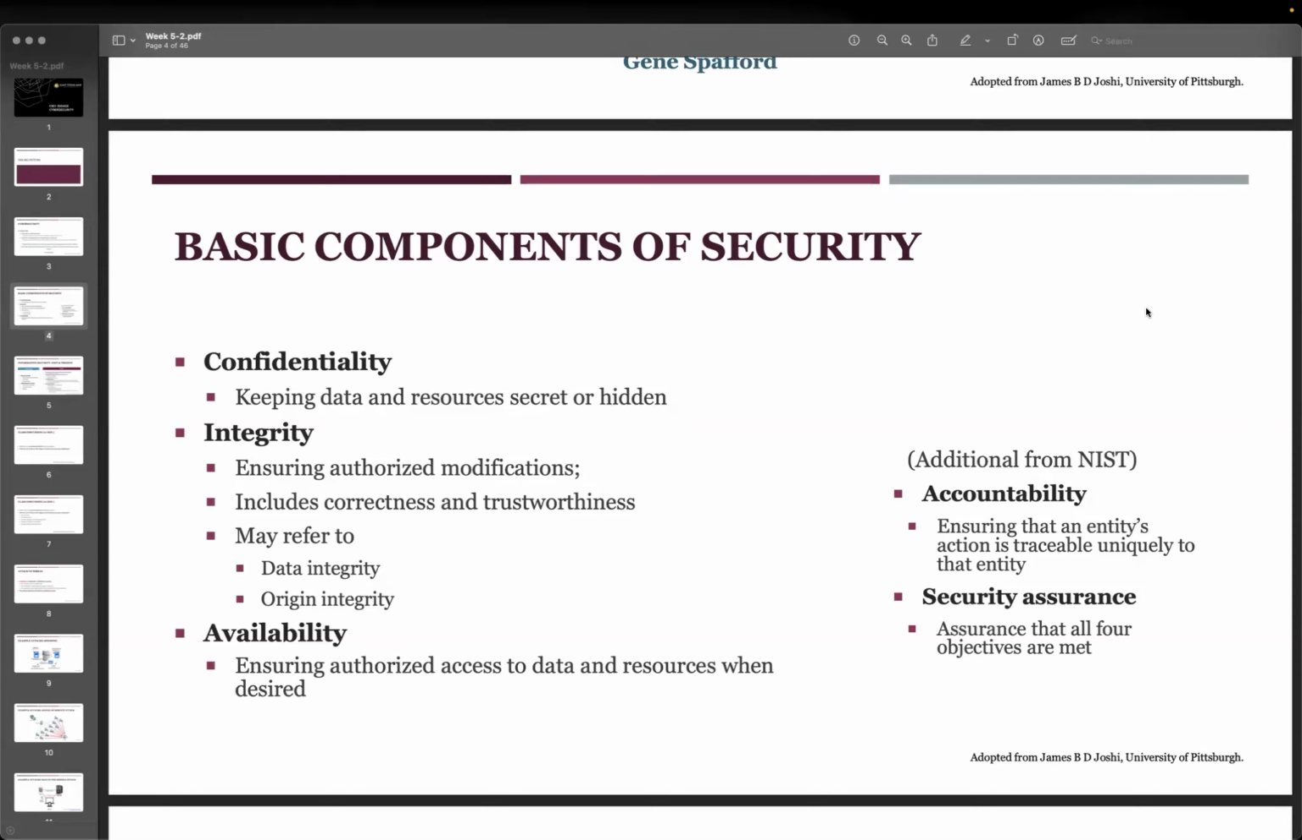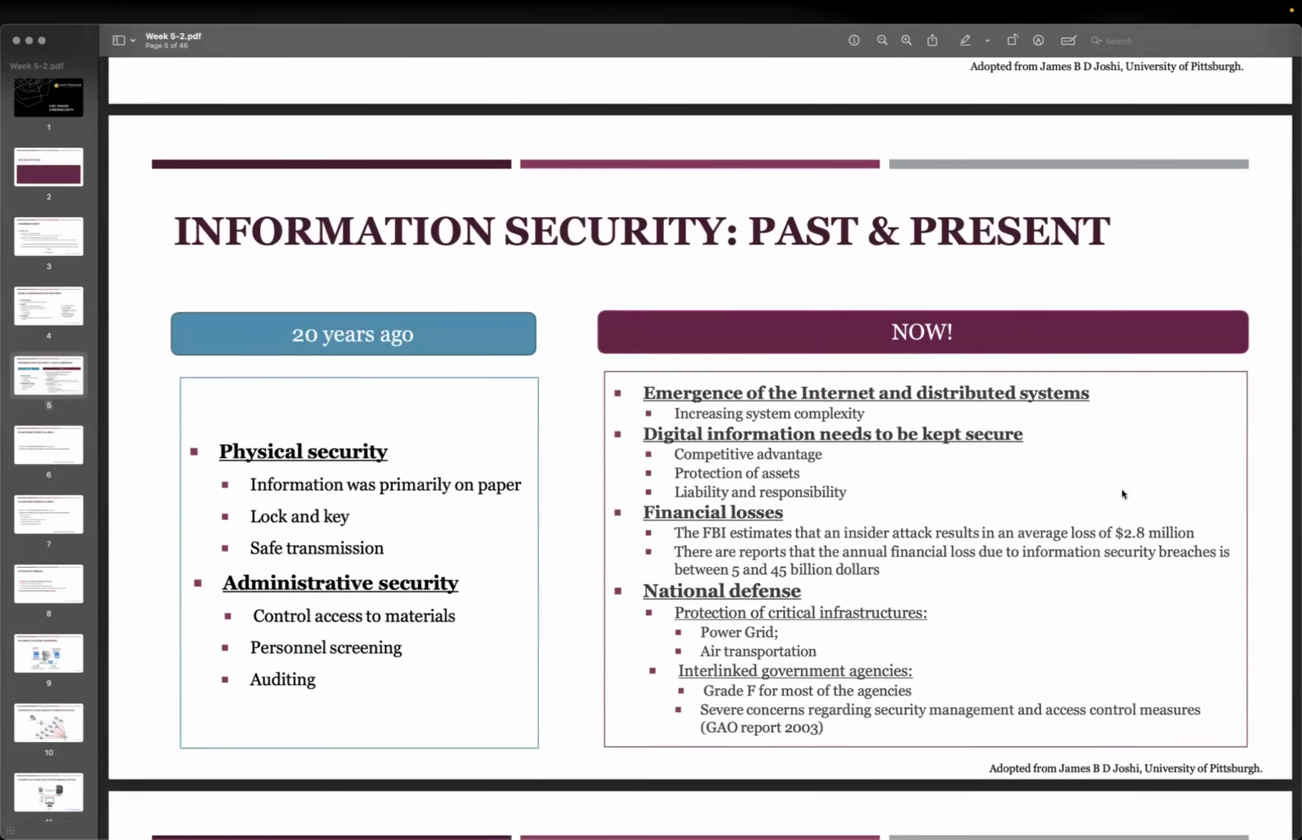Additionally, though we barely mention it, there is accountability, which ensures an entity's action is traceable uniquely to that entity, so we know who did that. To make it simple, there is also security assurance, which is assurance that all four objectives are met. And comparing the past and right now, it has changed a lot.